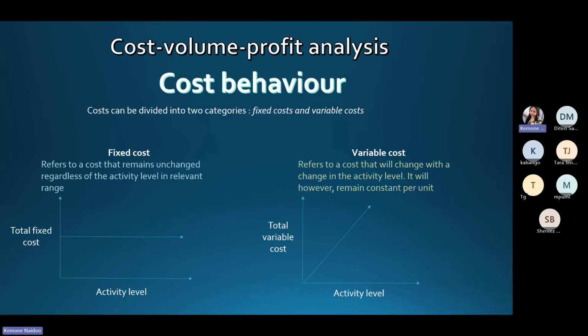And think about the name. Think about the name fixed, okay? And think about it being unchanged. When it comes to a variable cost, these are costs that will change with a change in activity. So unlike a fixed cost, variable costs are subject to change. So these can be like your raw materials. It can be any other expenses that are maybe not consistent.